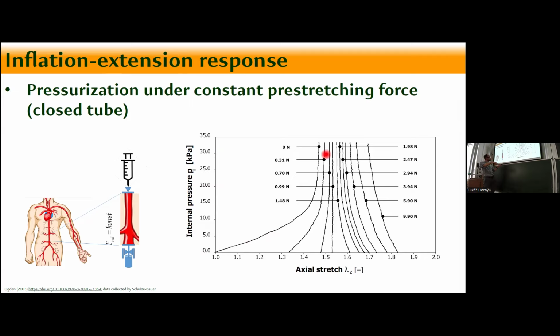Reacts by elongation. Now imagine that we will have some significant amount of mass on its end, in this case approximately 10 newtons, so approximately 1 kilogram. It is pre-stretched before the pressurization, with a significant amount of pre-stretch, approximately 90% or 80% of the original length. And now pressurization follows, and what we see is that instead of elongation, as was seen in the first example of the time course of the experiment, we now see shortening of the tube.